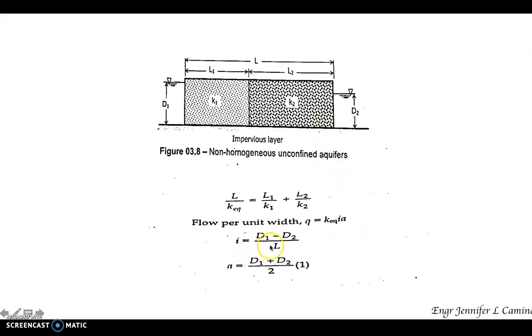So our I is D1 minus D2 over L. L, of course, is the total length of our aquifer. You have A, which is the area of our soil layer. That would be D1 plus D2 over 2 times 1, because we are considering a unit width. So that is basically for this setup, for this illustration for non-homogeneous and confined aquifer.